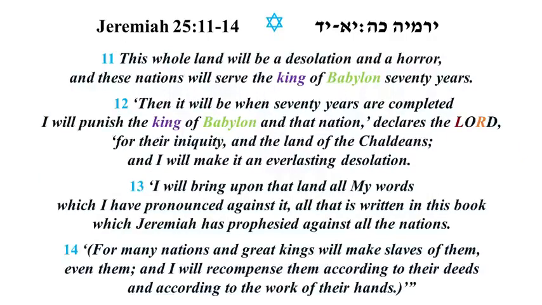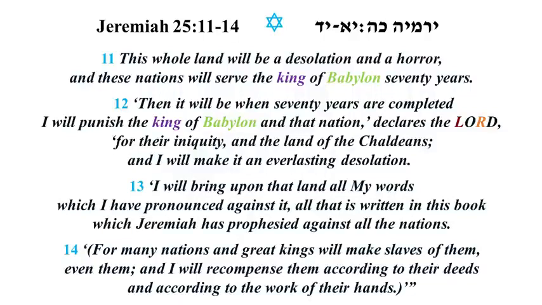This whole land will be a desolation and a horror, and these nations will serve the king of Babylon 70 years. Then it will be when 70 years are completed, I will punish the king of Babylon and that nation, declares Yahweh, for their iniquity and the land of the Chaldeans, and I will make it an everlasting desolation. I will bring upon the land all my words which I have pronounced against it, all that is written in this book, which Jeremiah has prophesied against all the nations. For many nations and great kings will make slaves of them, even them, and I will recompense them according to their deeds and according to the works of their hands.